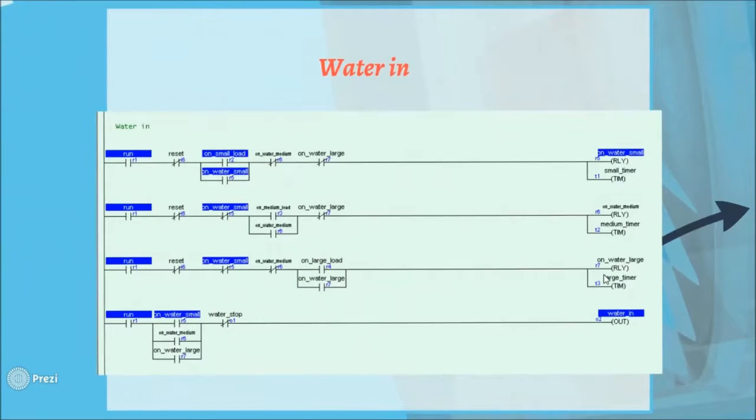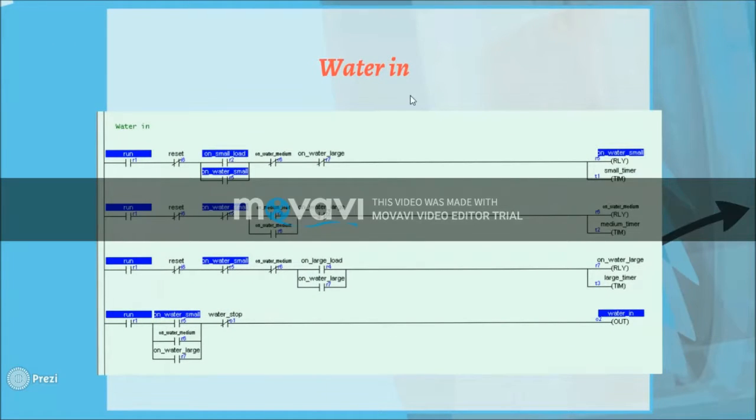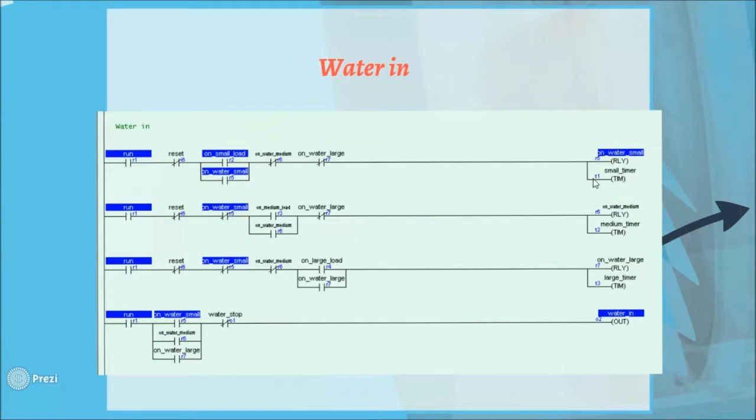Next part is the operation of filling water into the washing machine right after the size of the load is determined. The activation of on small load relay triggers the activation of on water small relay that is connected in parallel to the small timer. The small timer is set to 30 seconds. After 30 seconds, the small timer is activated.